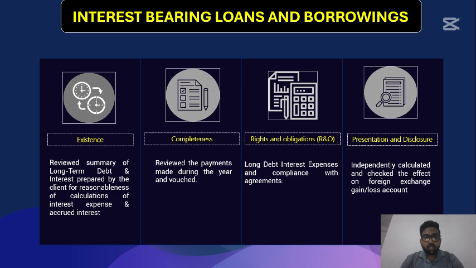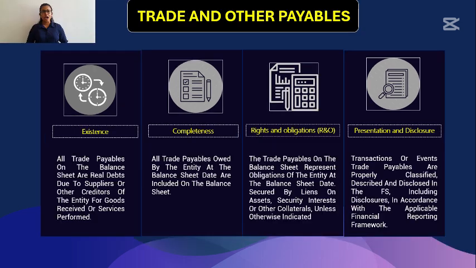By following these steps, we enhance the reliability of the financial statements and ensure the interest-bearing loans and borrowings are correctly accounted for. As auditors, we verify and vouch trade and other payables, ensuring the accuracy of financial statements. We apply the audit assertions: existence, completeness, rights and obligations, and presentation and disclosure to detect misstatement and fraud.